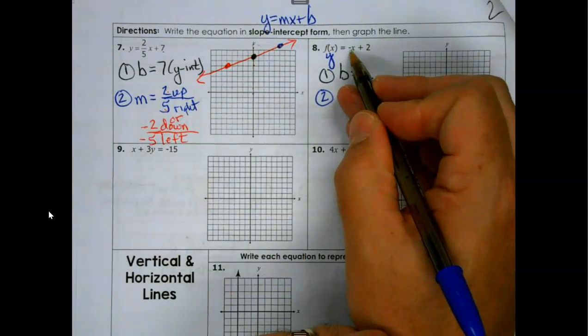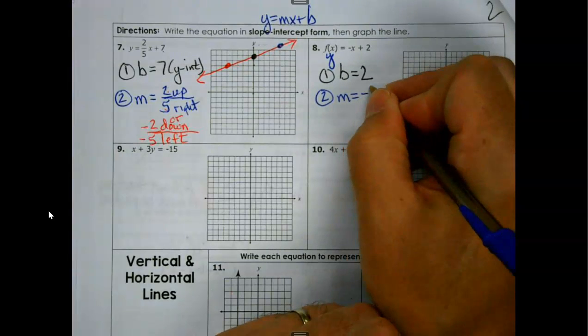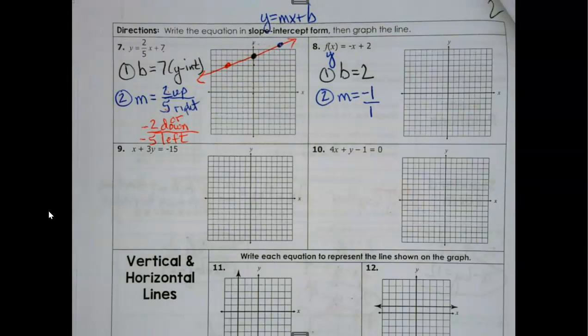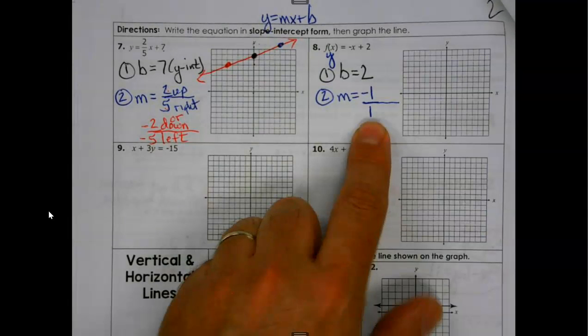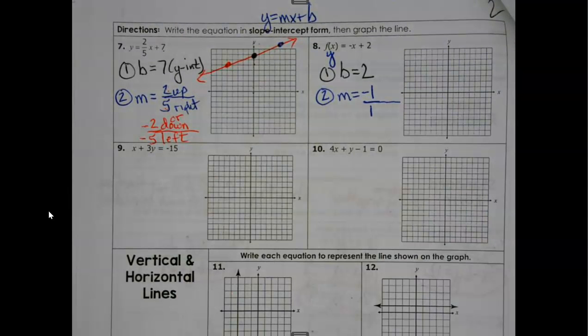What number is there if I don't see a number in front of a variable? Okay, in this case, that'd be -1. Now, it doesn't mean it's -1 over -1, that'd be +1. So it's just -1 over +1. We always want slope to be a fraction, even if it's not originally.